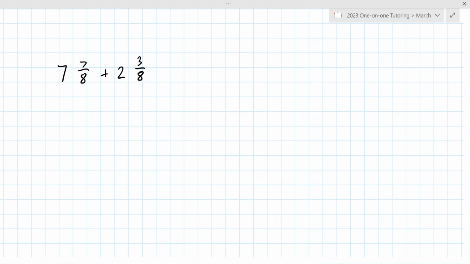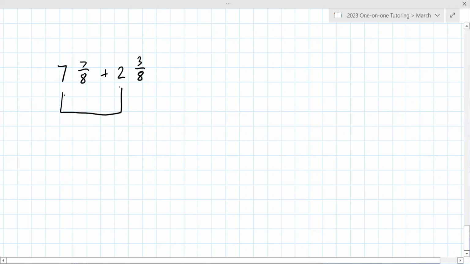I got confused with the... Okay, what is 7 plus 2? That's 8. Oh no, it's 9. Okay, and 7/8 plus the 3/8? 10. 10 what? 10 over 8. Very good. Now, do you see that the number on top is larger than the number on the bottom?